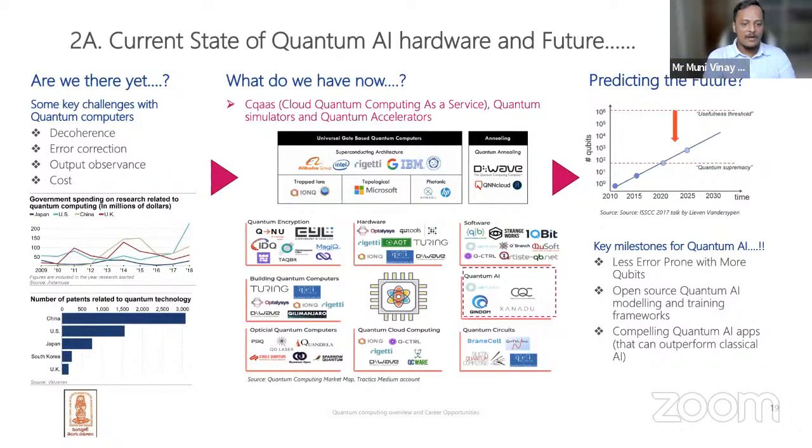So with that note, right, I think it'll easily take about 5 to 10 years to achieve the quantum supremacy, right? At least to have a workable quantum computer. Until then, these quantum simulators and accelerators continue to evolve. It's going to explode in the next 5 years. But beyond 5 years, I'm sure there's going to be a breakthrough happening in the quantum, and most of the computers that you have at that time will have a quantum supremacy, correct? And then a key milestone also, you're going to see a lot of open source quantum modeling and training frameworks, and then you also have compelling AI apps that are coming into the future.